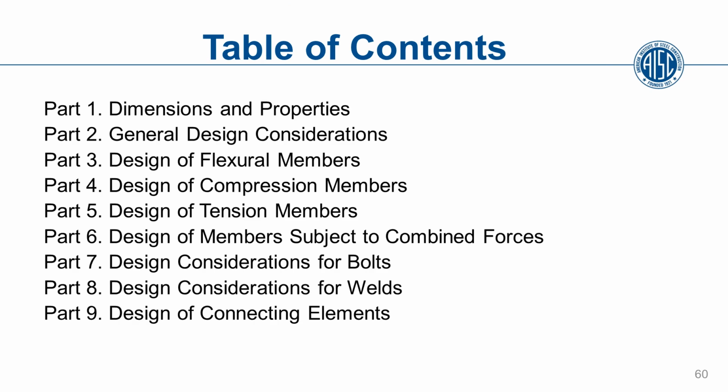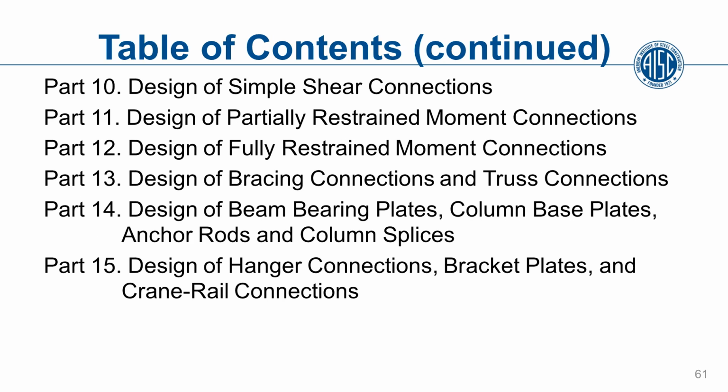When you look at the table of contents, the titles of each one of the parts of the Steel Construction Manual have not changed. You can see 1 through 9, the titles are exactly the same as they have been in the 14th edition. Continuing on, when you look at sections 10 through 15, those are titled exactly the same. There have been changes in these sections, but the titles in the table of contents have not changed.